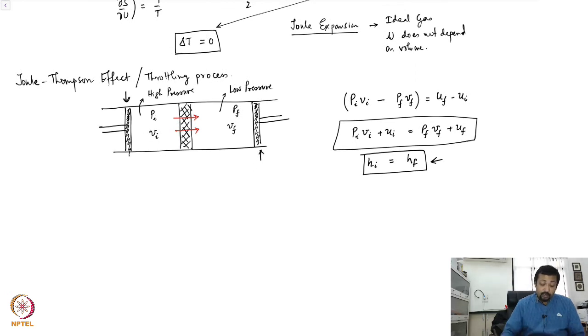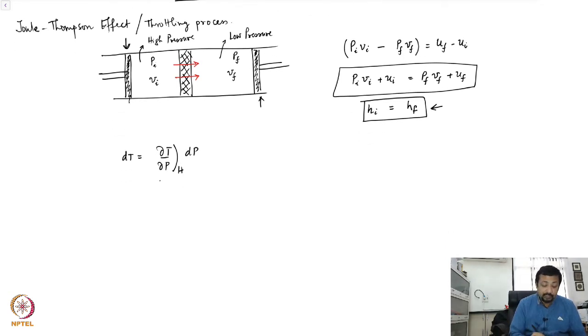So now what I want to figure out is whether there is a temperature change because of this process, and again we do it with del T del P, motivated by our earlier work. dT is del T del P, enthalpy held constant, times dP. This is a derivative which is very curious and is not a standard derivative which we can evaluate very easily. So one has to manipulate this derivative.